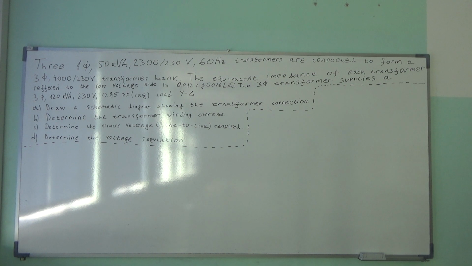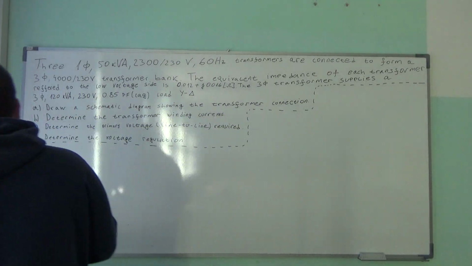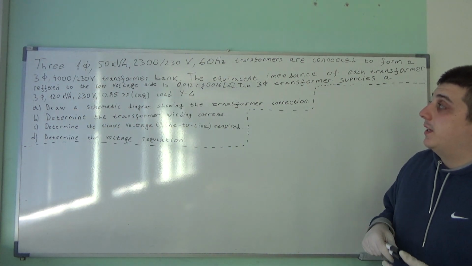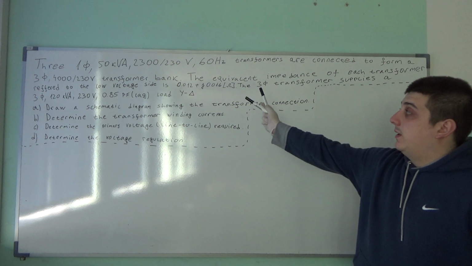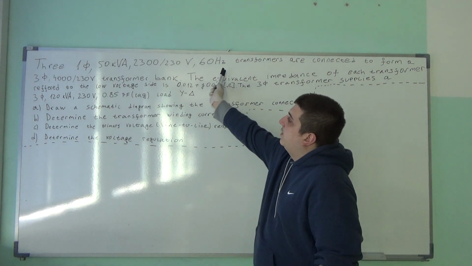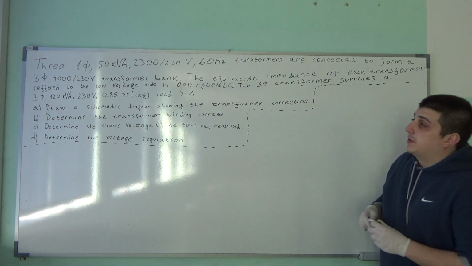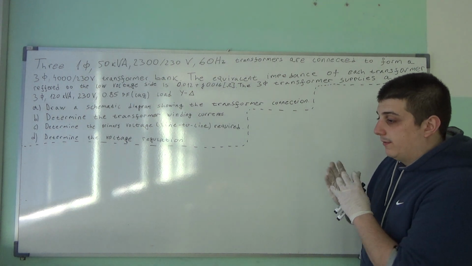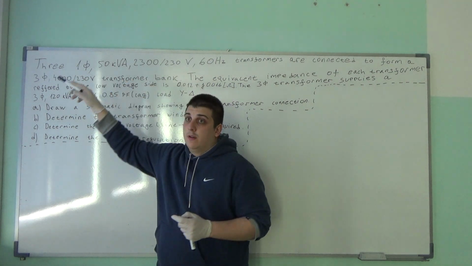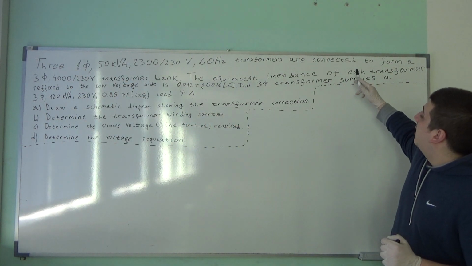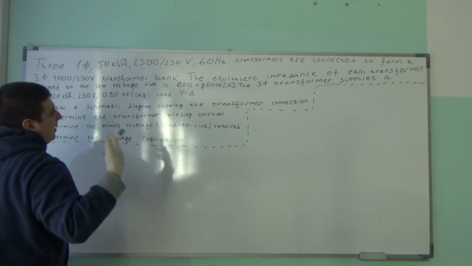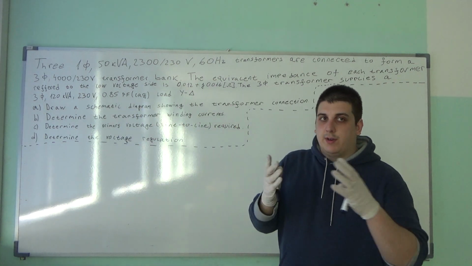Okay, now we are going to do two examples for the three-phase transformer, but this is example number 7 in this course. The example says that we have single-phase, 50 kilovolt ampere, 60 hertz transformers. So we have three separate single-phase transformers with these rated values, connected to form a three-phase 4000-230 volts transformer bank.